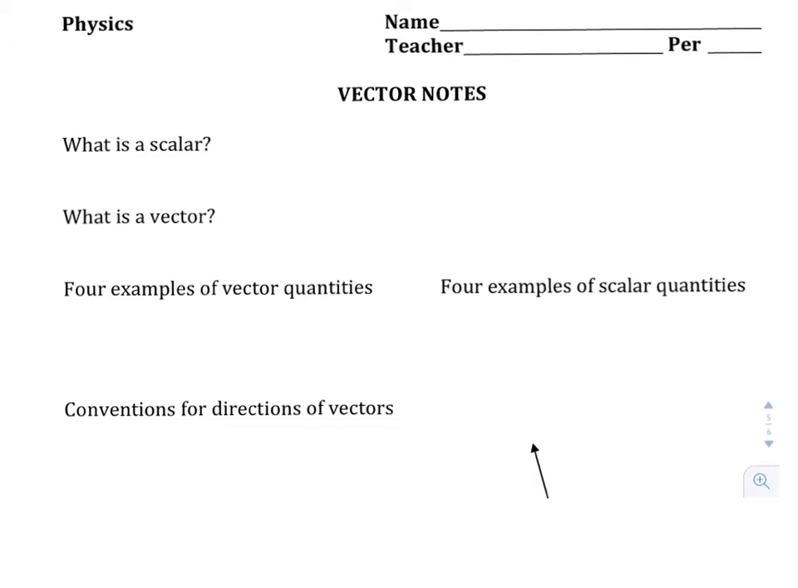Alright, on this sheet for vector notes, it says what is a scalar and what is a vector. So let's go ahead and get some definitions down. A scalar has size only, and a vector has both size and direction.